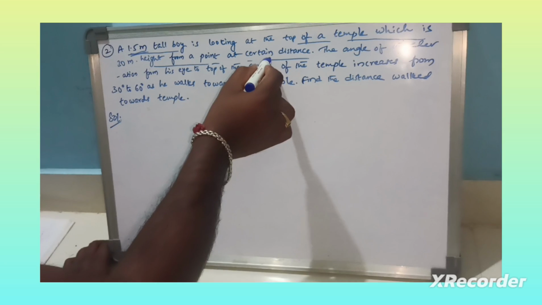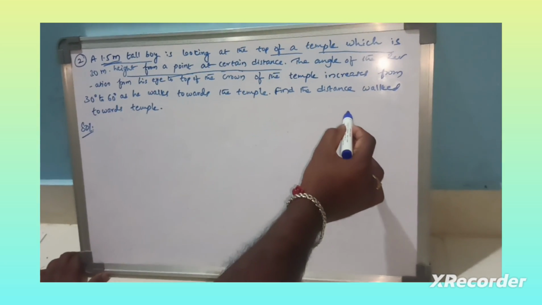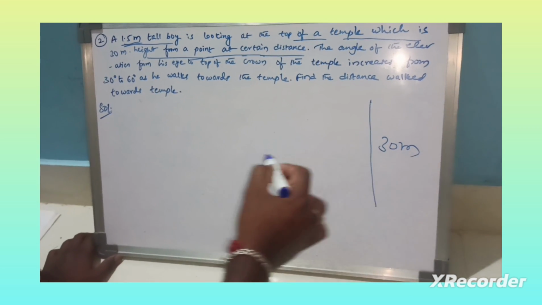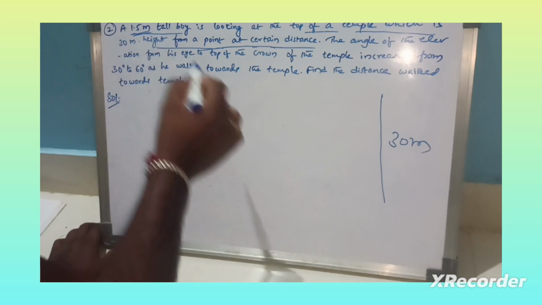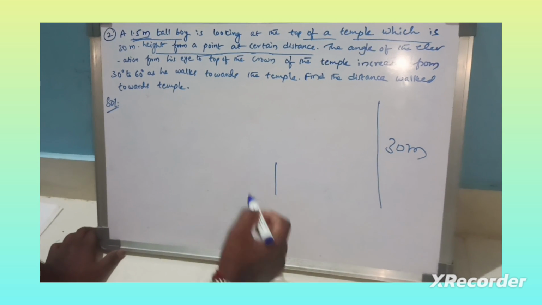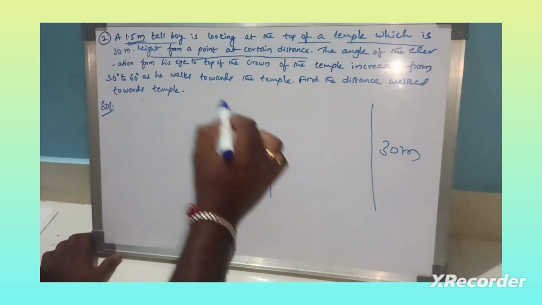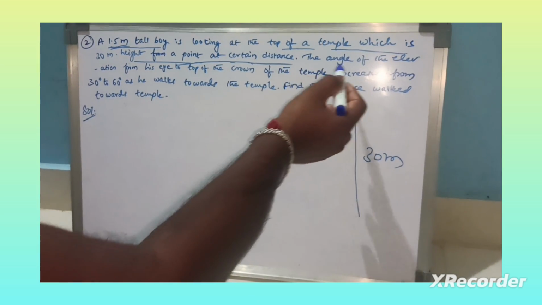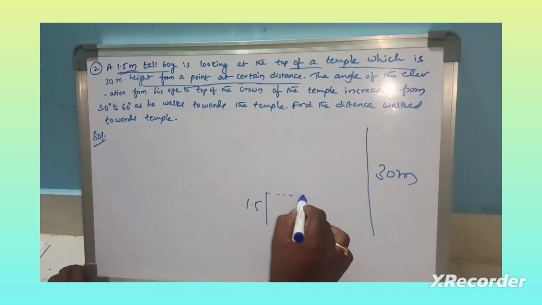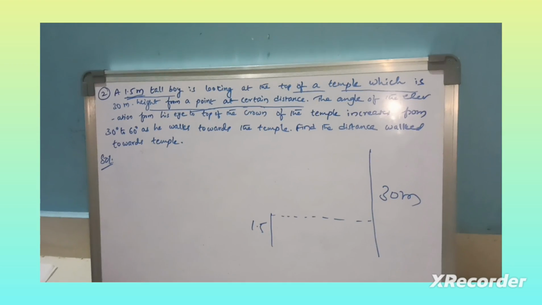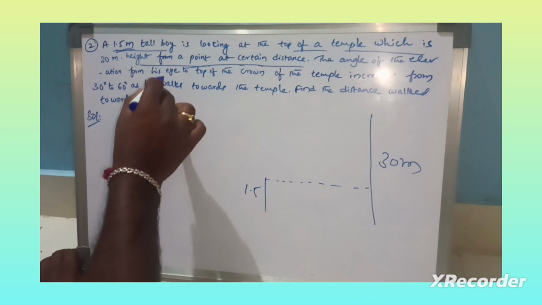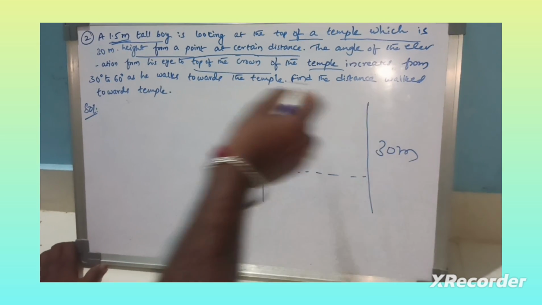Okay, first we'll take reference as a temple. Let's say this is a temple. What is the height? He is saying 30 meters. Okay, now, he is looking, let's say like there is one guy over here, one boy, he is at height of 1.5 meter, right? Now the angle of elevation from his eye. Okay, let's say if he is having eye over here. Okay, from here, what is the angle he is saying? The angle of elevation of the top of the temple increases from 30 degrees to 60 degrees.